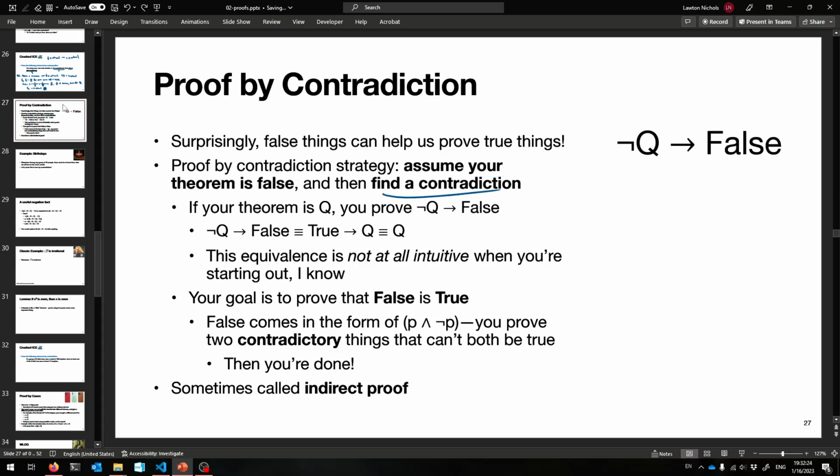And then find what's called a contradiction from that, all right? So let's say that your entire theorem statement, the thing you're trying to prove, is Q. What you do is, if not Q, then false. That's what you try and prove instead, all right? And I promise that this works, that this is valid. So this is what you prove.